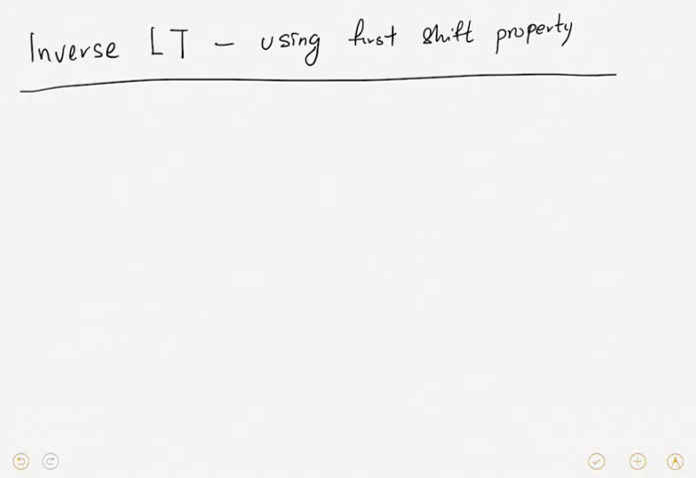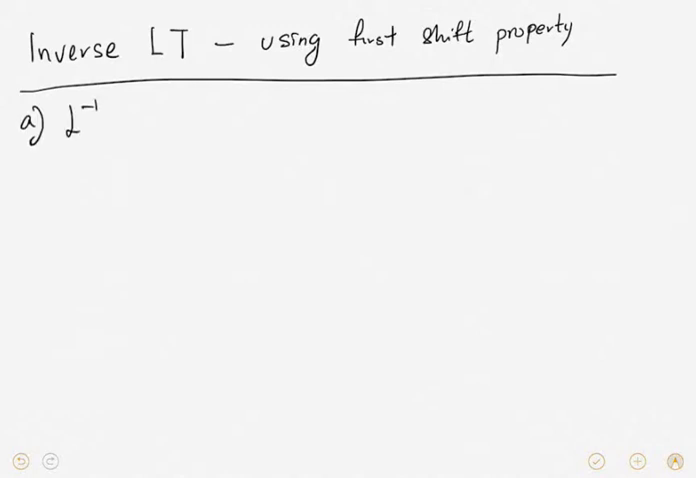Hello everyone. Today I would like to share with you how to solve the inverse Laplace transform using the first shift property. Okay, let me show you an example.